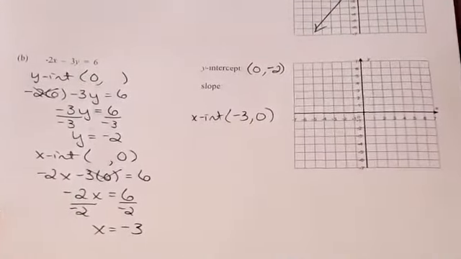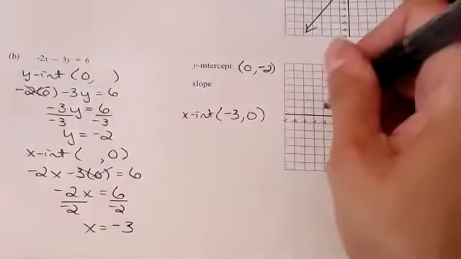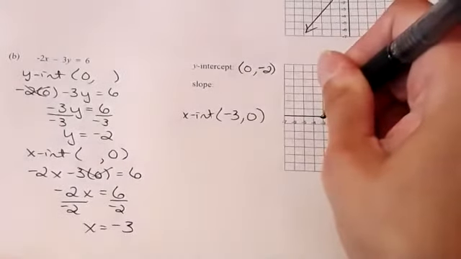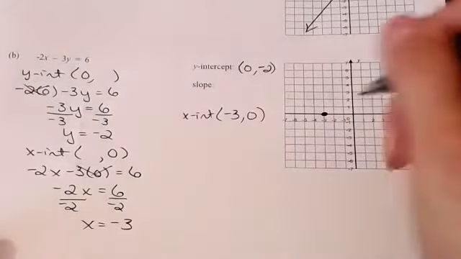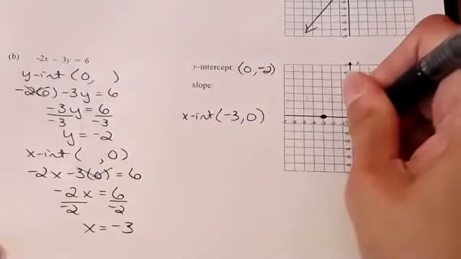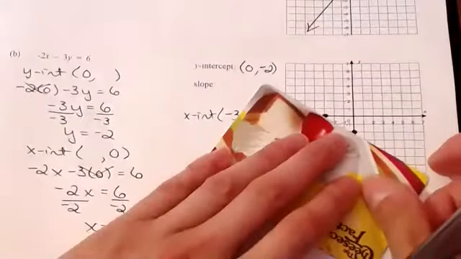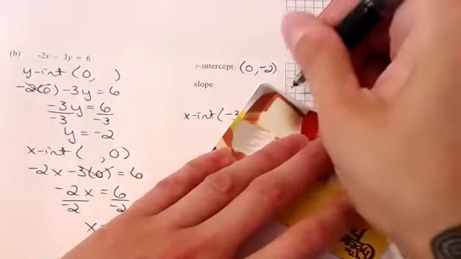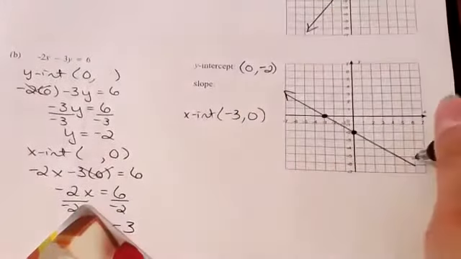So why don't I plot the 2 points and see what this looks like? So (negative 3, 0) is on the x-axis. That's how you know it's an x-intercept. And then (0, negative 2), that's on the y-axis. So there's our y-intercept. I'm going to connect these 2 dots with a line. I use my straight edge so that it's perfect.